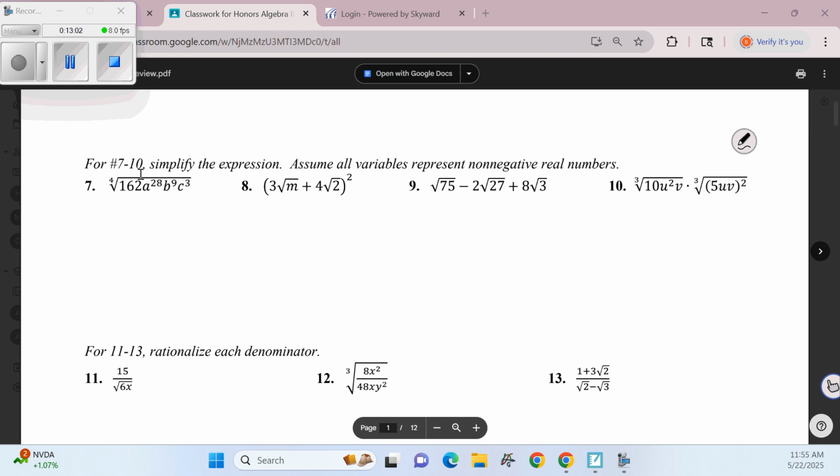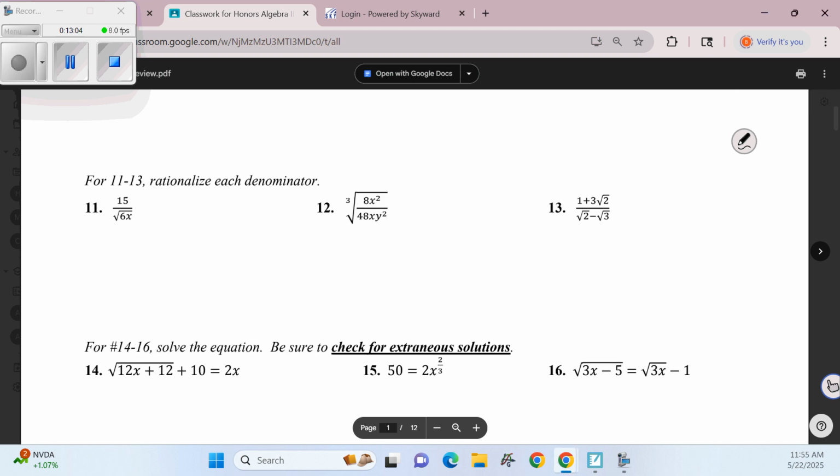Okay, number 11, this is a big page. 11, 12, and 13. We're trying to rationalize the denominator, which is getting rid of radicals in the denominator. So I multiply, square roots are generally the easiest. We just get in the habit of kind of multiplying top and bottom by that square root.